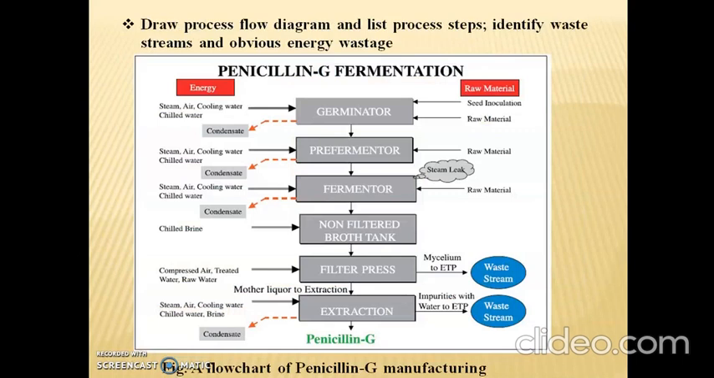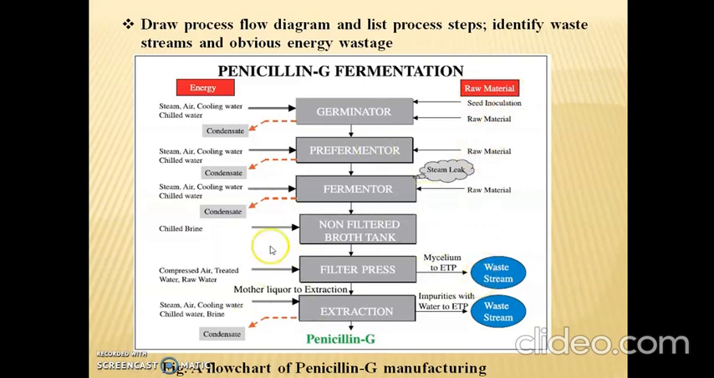Then a few of the steps I will quickly give you an idea of what you have to do in this particular 10-step methodology. One aspect is preparation of the flow chart. This example flow chart of a penicillin G manufacturing plant shows various processes: germinator, pre-fermenter, fermenter, non-filter broth, filter press, and extraction. On the left-hand side, the total energy in and out of the various processes is given, and on the right-hand side, the raw material required for each and every process is also given.